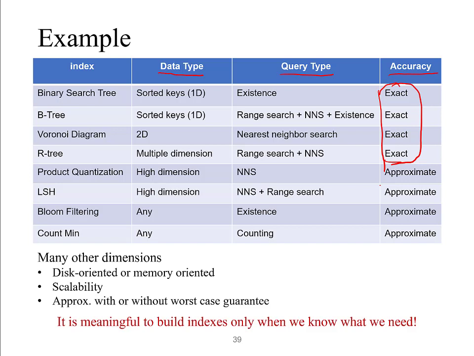And there are many other dimensions that help us decide which index we are going to use. For example, some indexes are disk-oriented, and some of them are memory-oriented. For example, B tree, R tree, and LSH are disk-oriented. On the other hand, we have binary search tree, Voronoi diagram, and PQ here. These are memory-oriented.